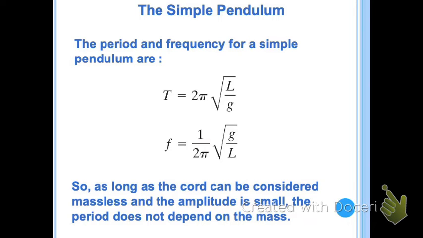The only caveat here is that as long as the cord is considered massless and the amplitude is small, I'll talk about what that means, the period has no dependency on the mass that's at the end of the bob. That's what it's called, a pendulum bob. Okay, as long as that cord is massless or has a negligible mass and the amplitude is small.